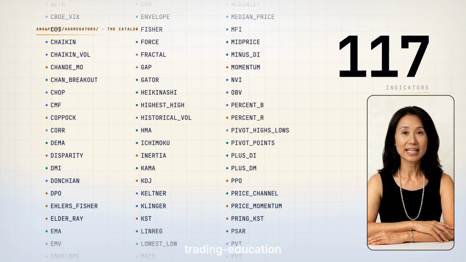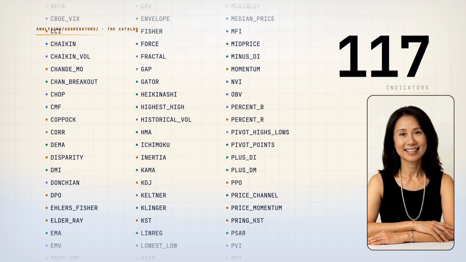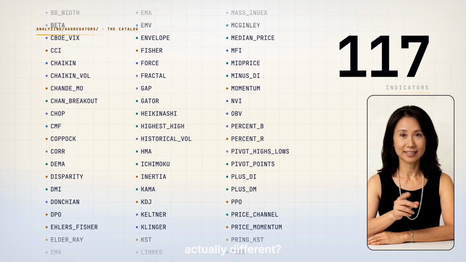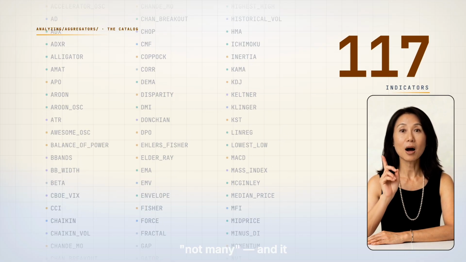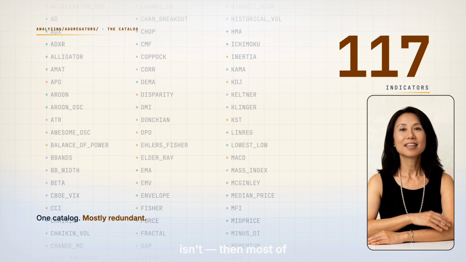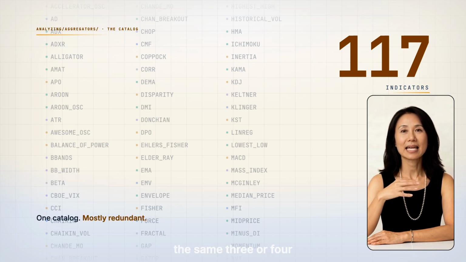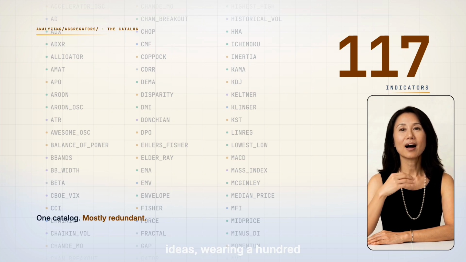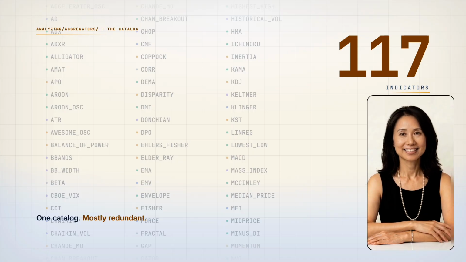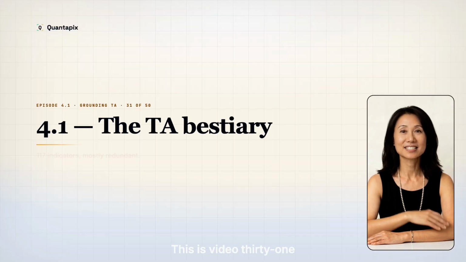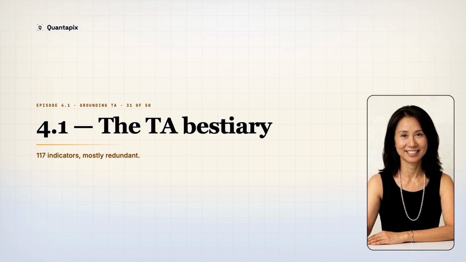Here's the question the trading education business rarely asks. How many of these are actually different? Because if the answer is not many, and it isn't, then most of technical analysis is the same 3 or 4 ideas wearing 117 costumes. I'm Janet. This is video 31 of 50.